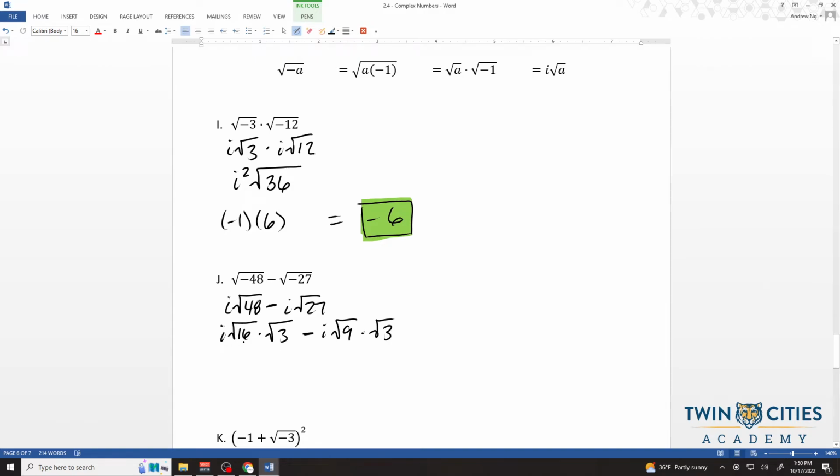The square root of 16 is 4. So this is 4i times the square root of 3. And I'm subtracting 3i square root of 3. Well, if I've got 4i times the square root of 3, and I'm subtracting 3i times the square root of 3, then what I'm left with is a single i times the square root of 3.